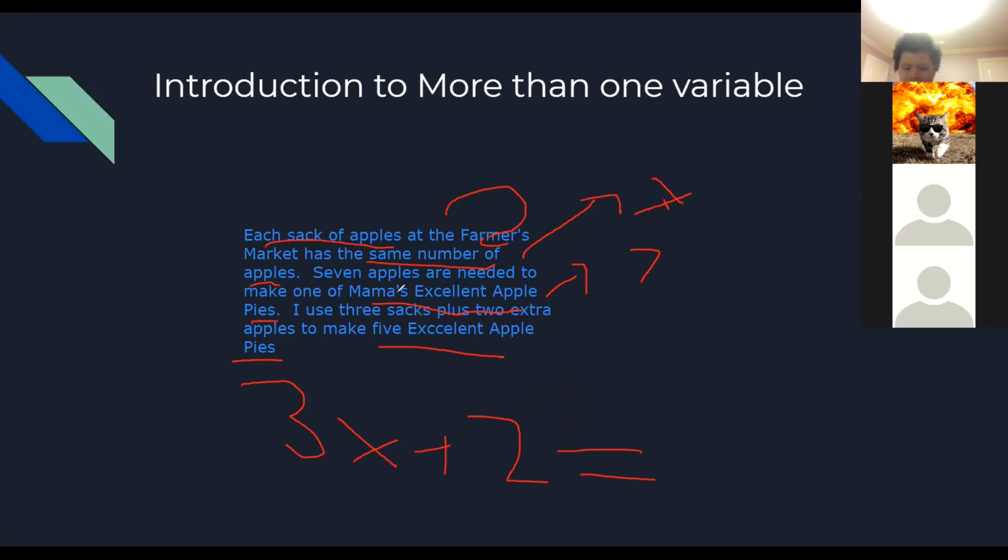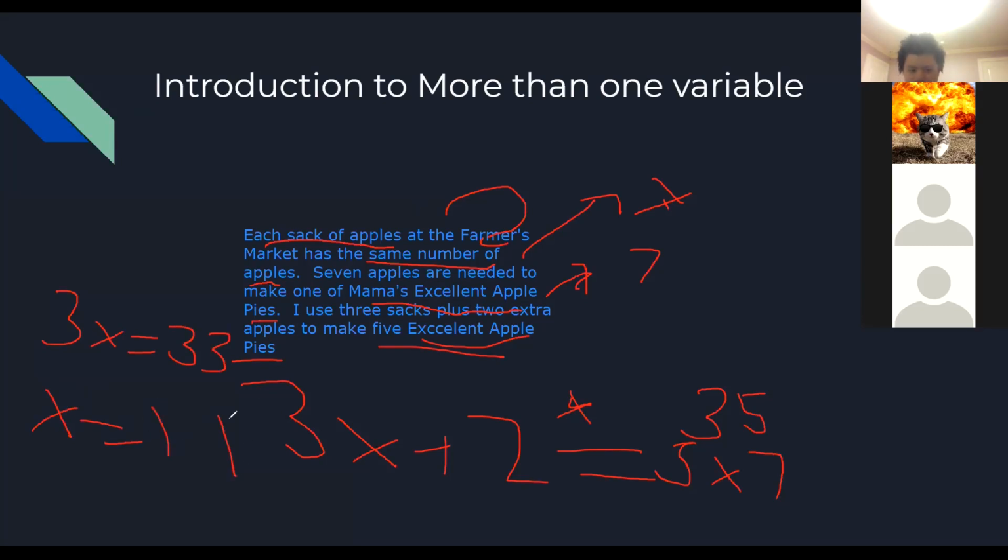Now that we've got that down, an excellent pie is 7. So 5 times 7 is 35. So each sack, 35. So 3x equals 33. So each sack contains 11 apples.